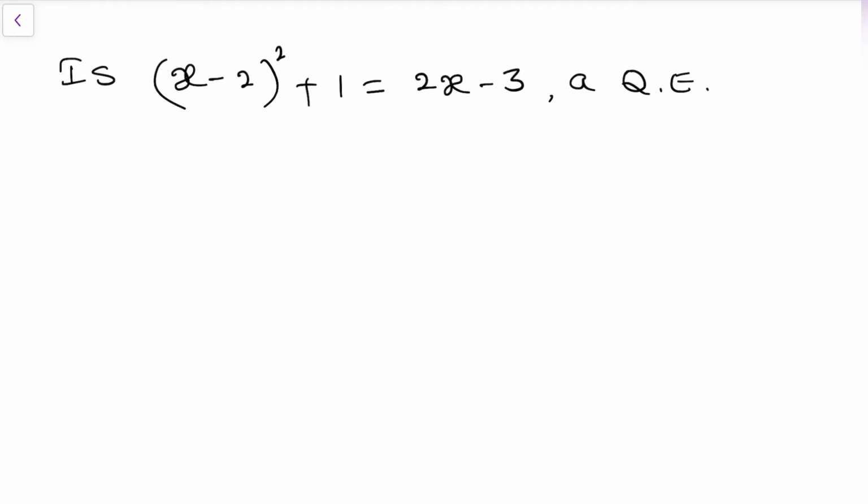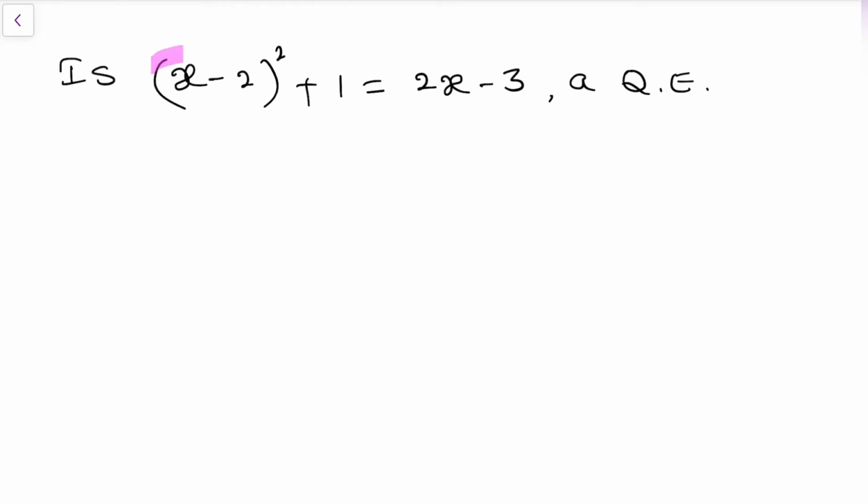Is (x − 2)² + 1 = 2x − 3 a quadratic equation? First, whatever the given question is, we need to simplify it as much as possible. After simplifying, we need to check the degree of that equation. If the degree of that equation is 2, then it is a quadratic equation. Otherwise, it is not a quadratic equation. Let us check this now.